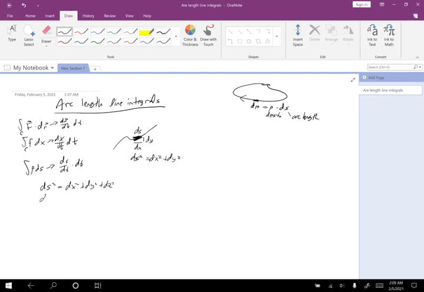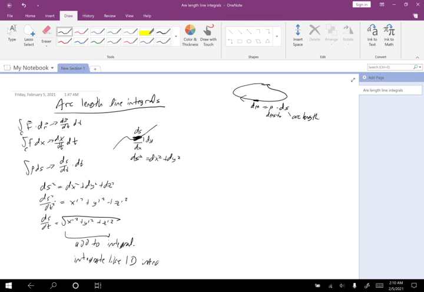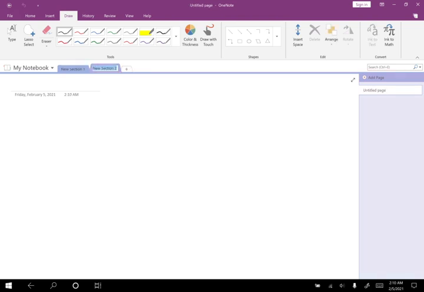So that means that for ds squared over dt squared, you just divide everything. So this is x prime squared plus y prime squared plus z prime squared. Then this just means that ds/dt is the square root of x prime squared plus y prime squared plus z prime squared. So you just add this thing to your integral, and then you just integrate like any other 1D integral involving t.